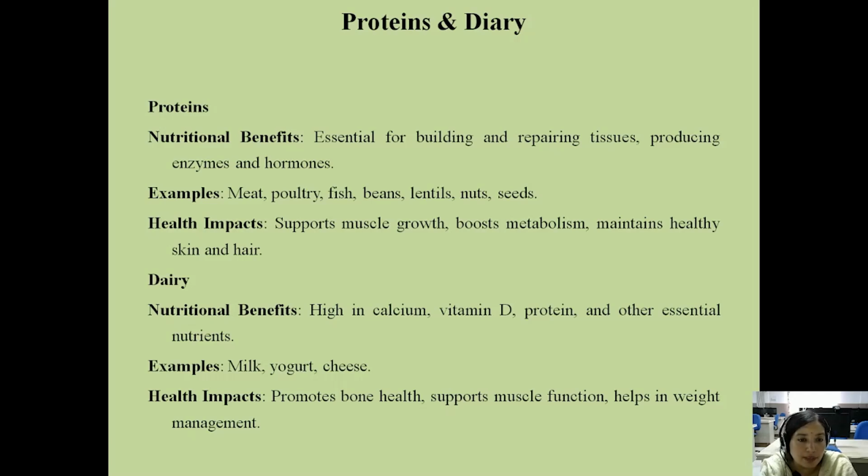Then dairy products have nutritional benefits: they are high in calcium, vitamin D, protein, and other essential nutrients. Examples: milk, yogurt, cheese. Health impact: it promotes your bone health, supports muscle function, and helps in weight management. Dairy products.